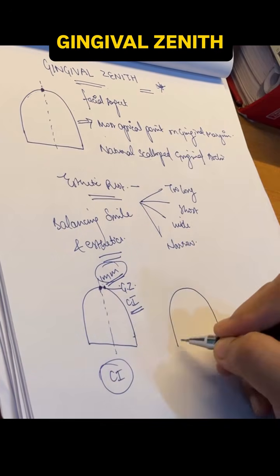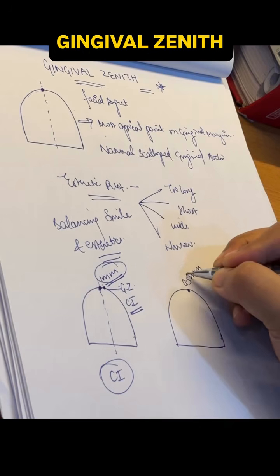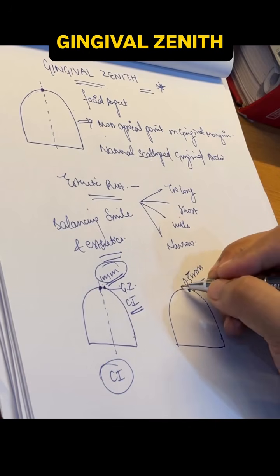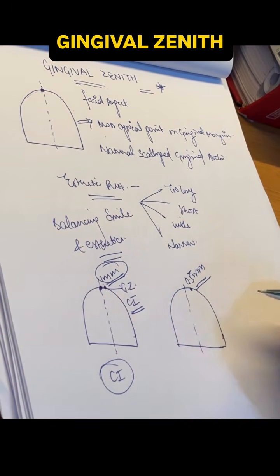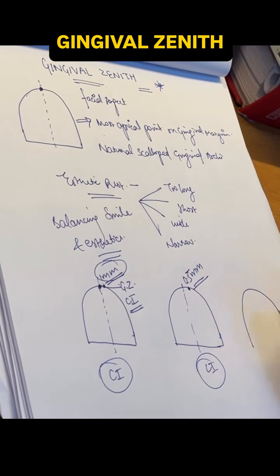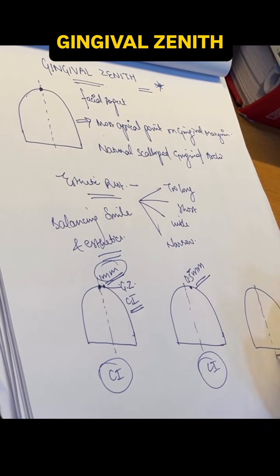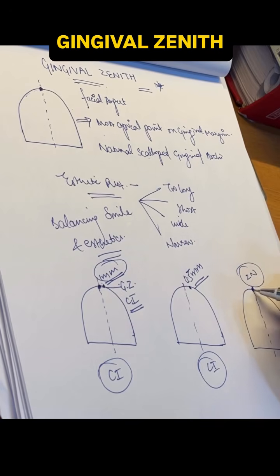Whereas for the lateral incisor, it is 0.5 mm distal to the long axis of the tooth. And for the canine, it is almost or close to the midline. The zenith point is at the midline of the long axis of the tooth.